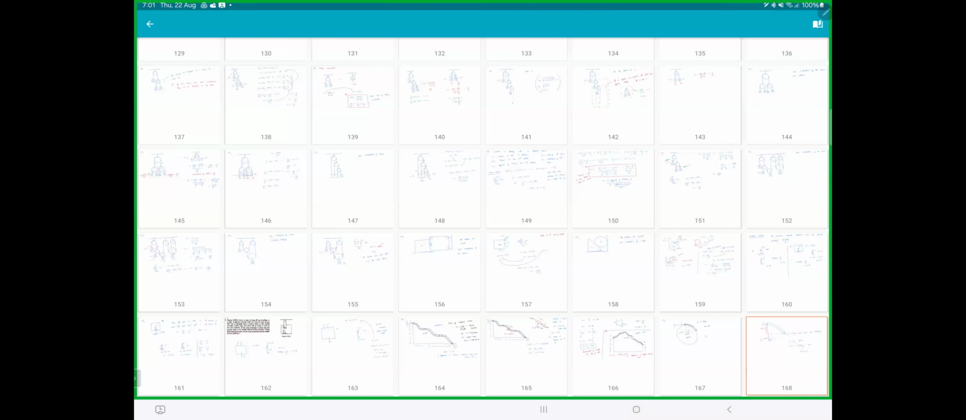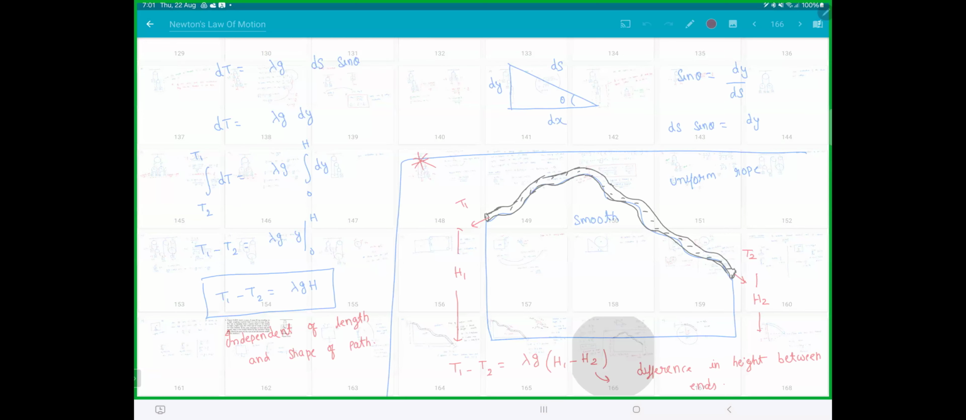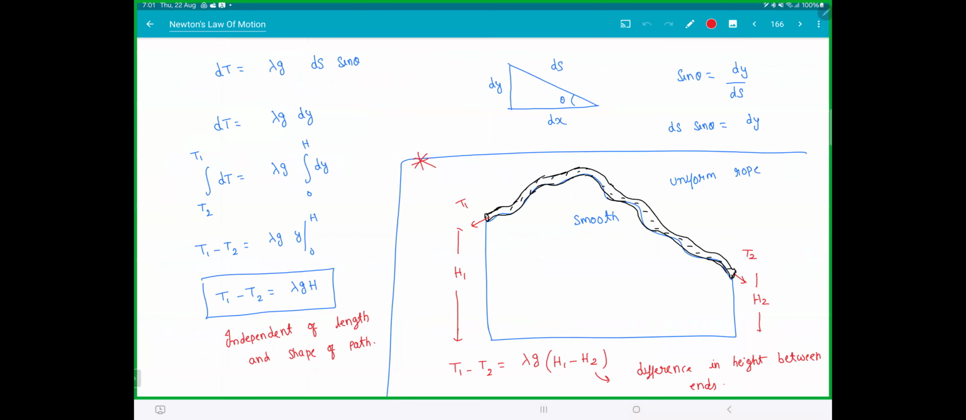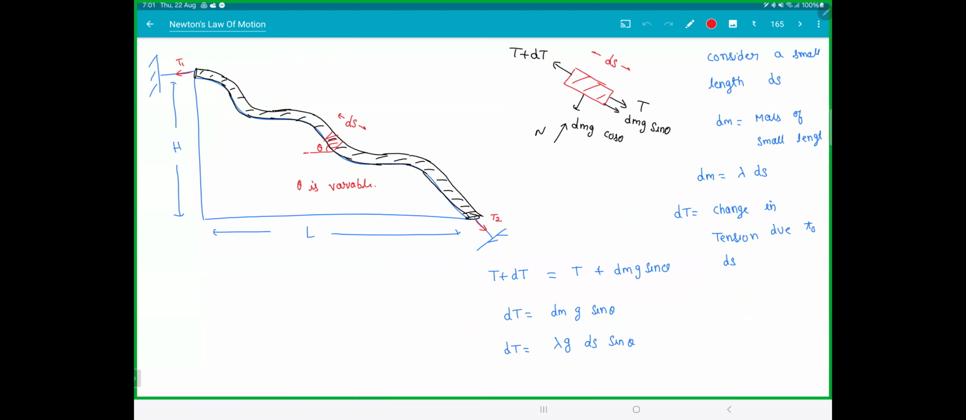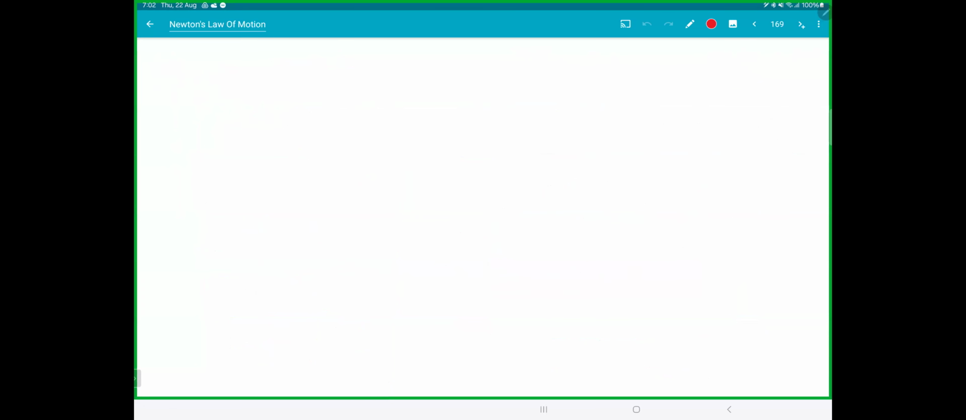The last thing we did was this weird rope. Next thing, springs. So we dealt with normal reactions and tensions. The third force is the spring force.